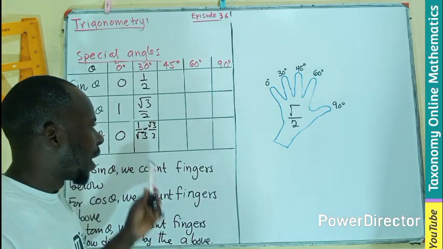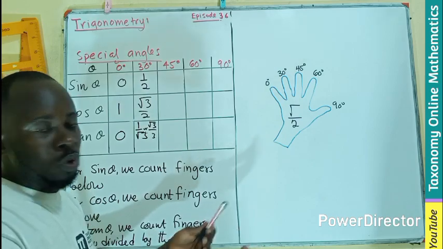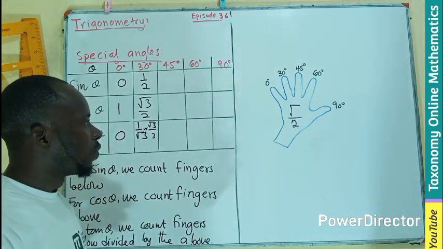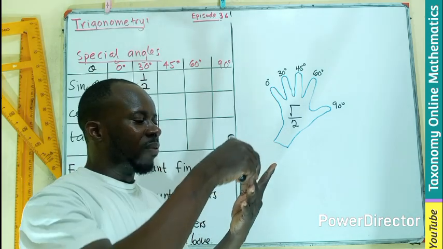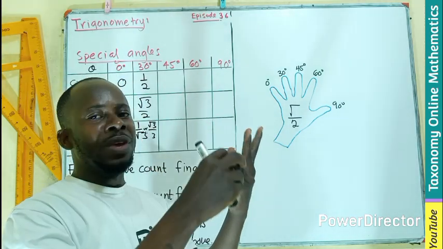I'll explain why we are picking only the top, leaving the bottom: the 2 is what we have in the denominator, so it will cancel out. Let's go to 45. So this is 0, 30, 45. So the fingers below will be 2.